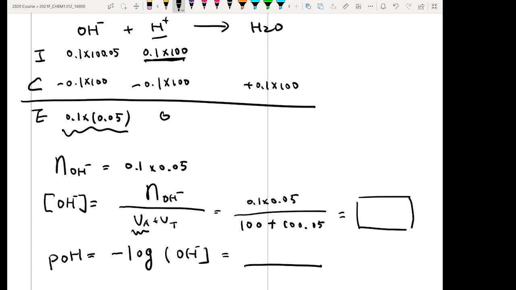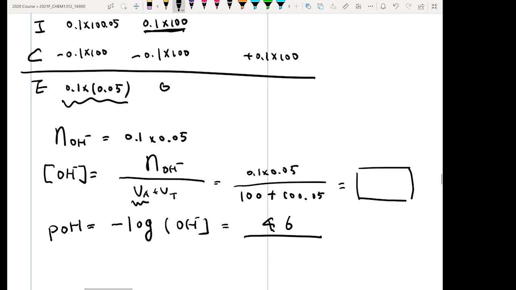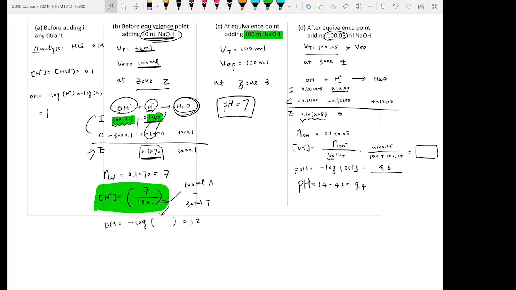Can you calculate that again for me? 4.6, so that's 4.6. Then what is your pH? It's going to be equal to 14 minus 4.6, right? It's 9.4. I want to get back to this value again, okay?